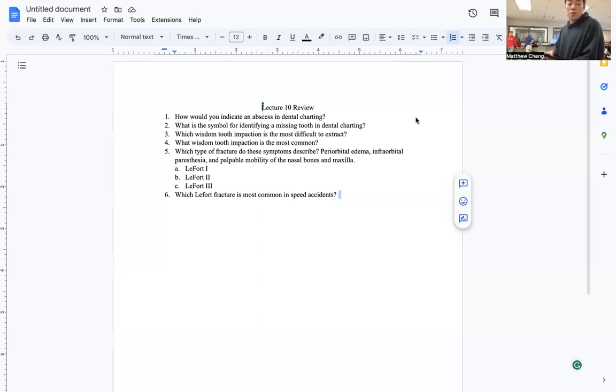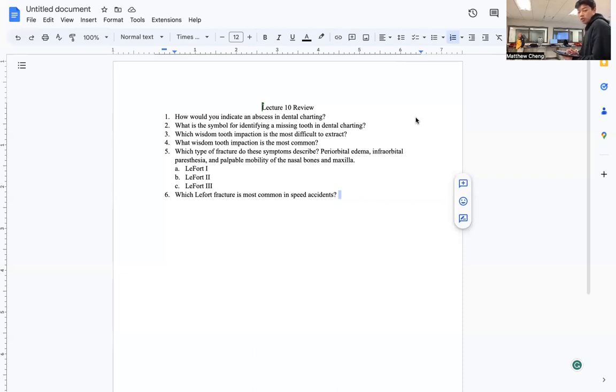So number five, which type of fracture do these symptoms describe? Periorbital edema, infraorbital paresthesia, and palpable mobility of the nasal bone and maxilla. It's in one of those paragraph ones under the descriptions of the fractures. It's also not a written one. He'll just have it written down and not underline it.